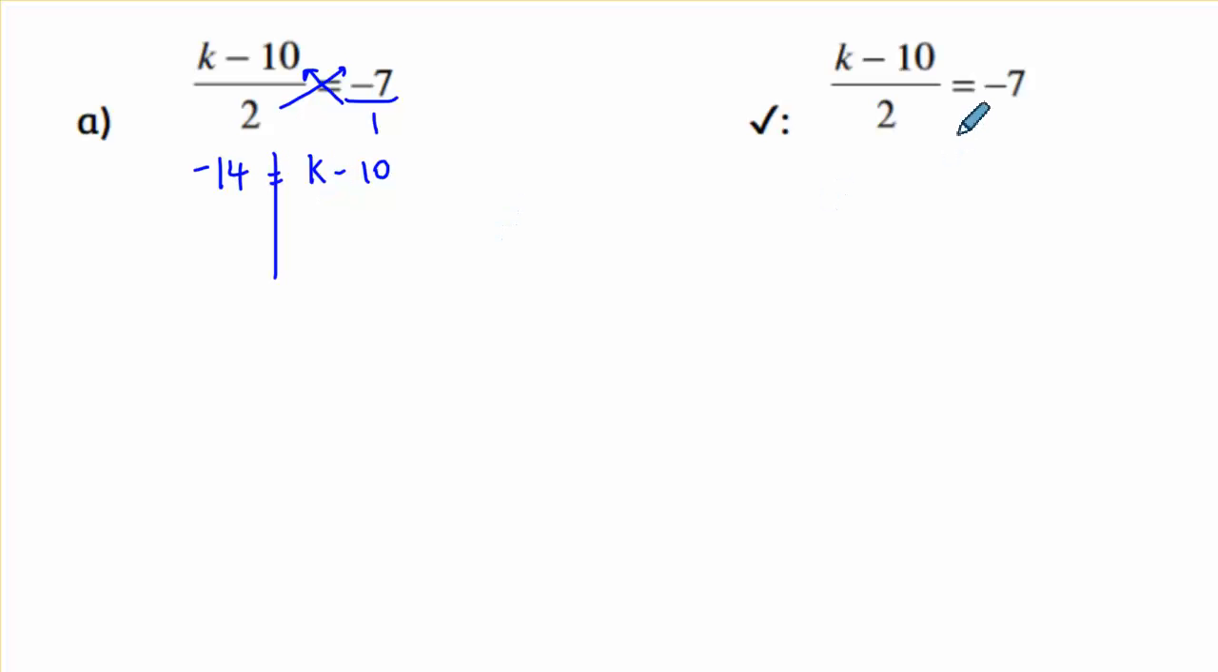When you come over here for your check, you're going to use the parenthetical promise. You're going to put in your value that you think k is, and you're going to subtract 10 over 2 and see that it equals -7. Order of operations says you will take care of whatever is on top first, so you'll get that answer, and then you'll divide by 2 to make sure that it's equal to -7.